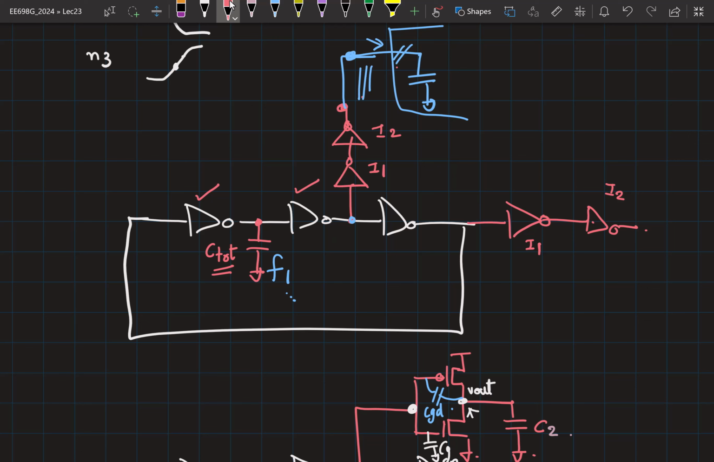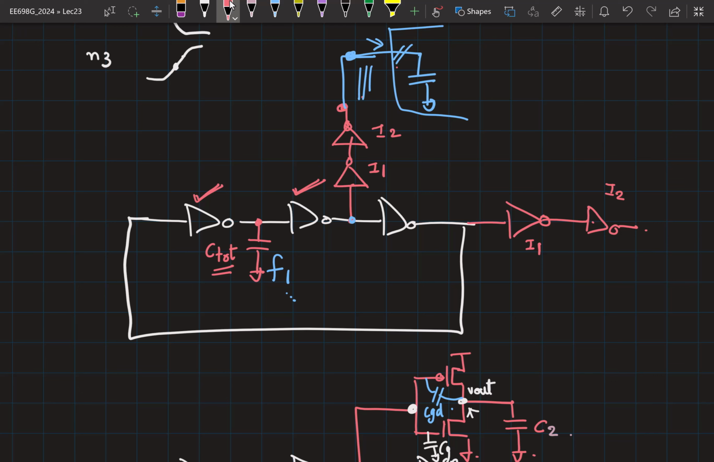What all does the C total consist of? The self capacitance of the first inverter. Correct. The load connected. And the gate capacitance of this. What else? Wiring capacitance. Right.